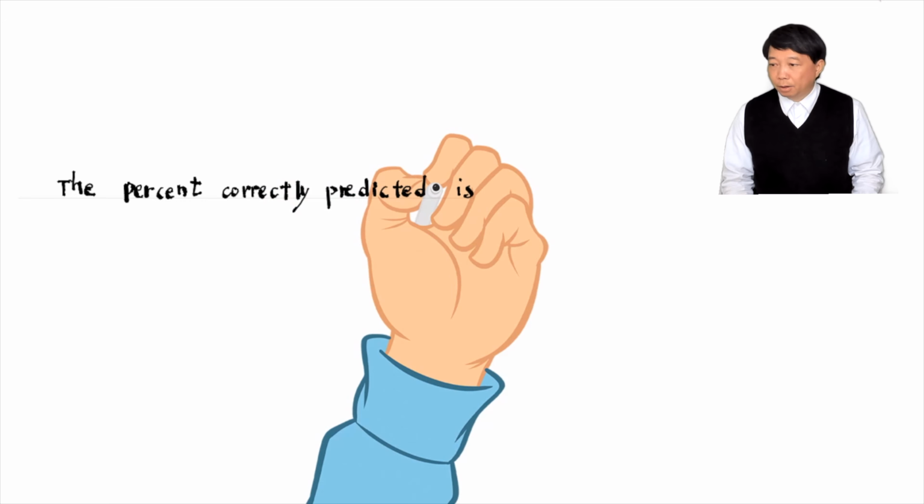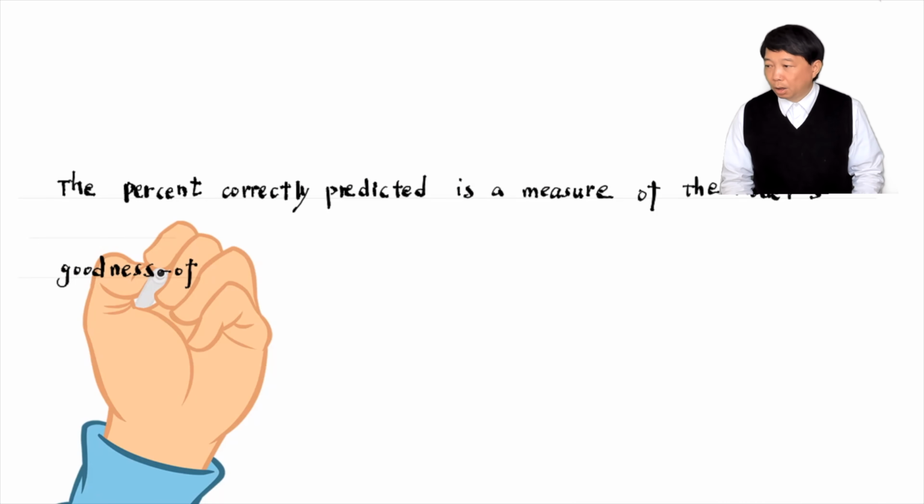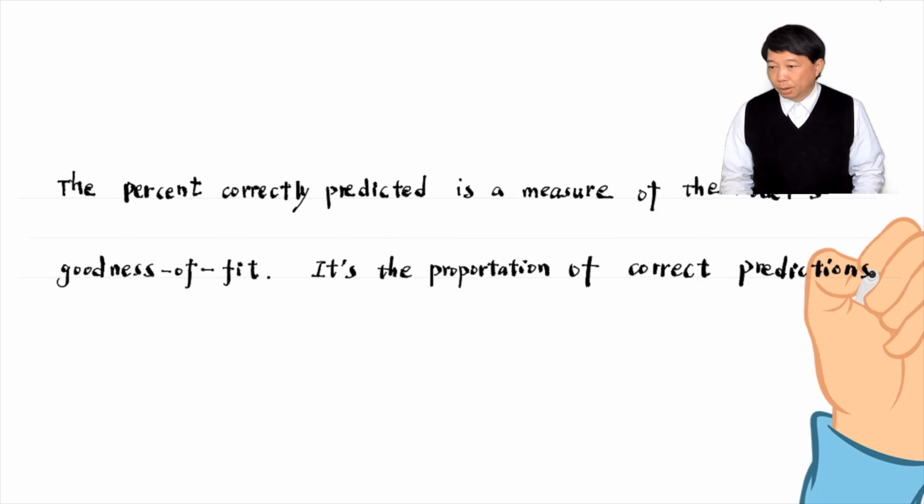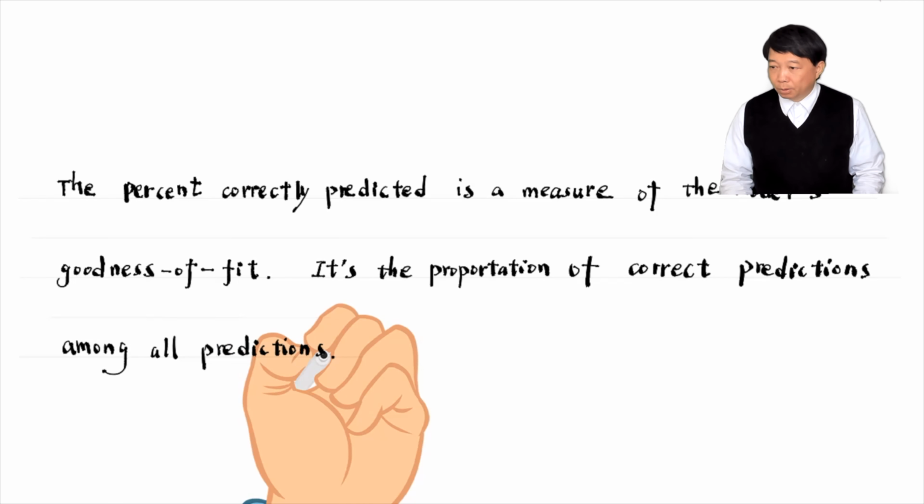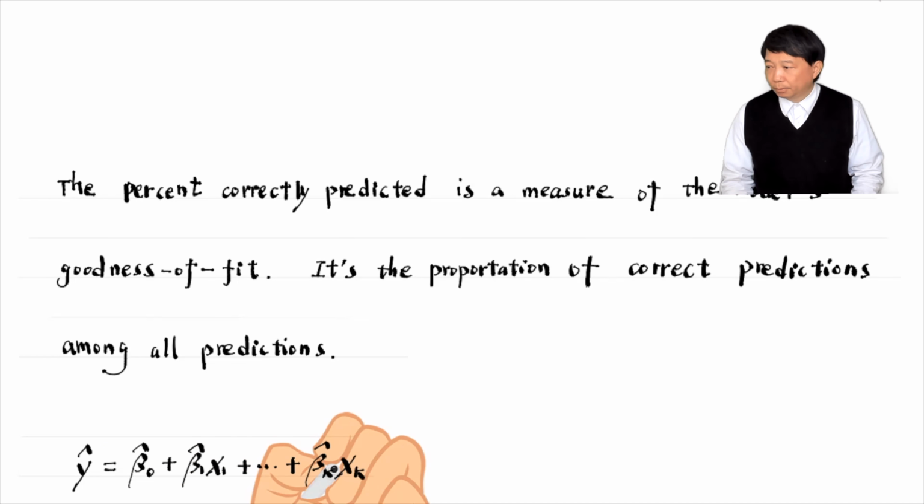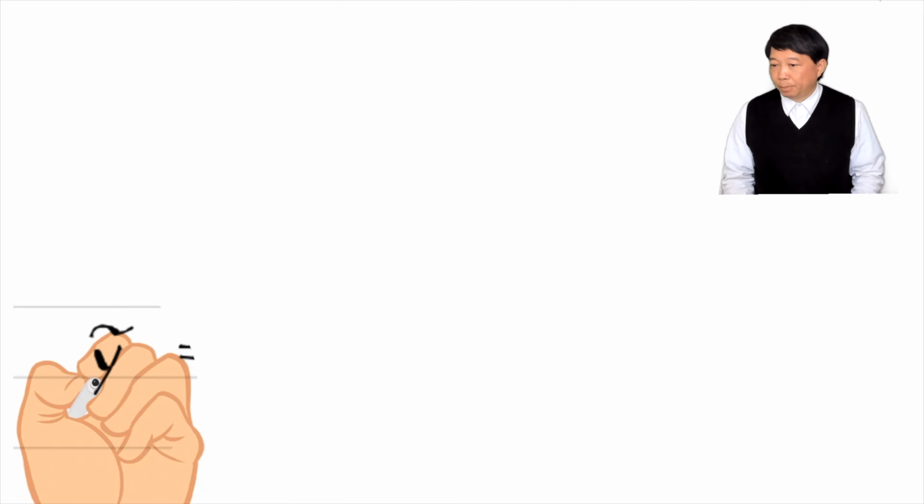The percent correctly predicted is a measure of the model's goodness of fit. It is the proportion of correct predictions among all predictions. Notice that the predicted value of the outcome variable, y hat, is not a dummy variable, but a continuous predicted probability with most values between 0 and 1. We cannot directly compare the predicted probability with the actual values of the outcome variable.